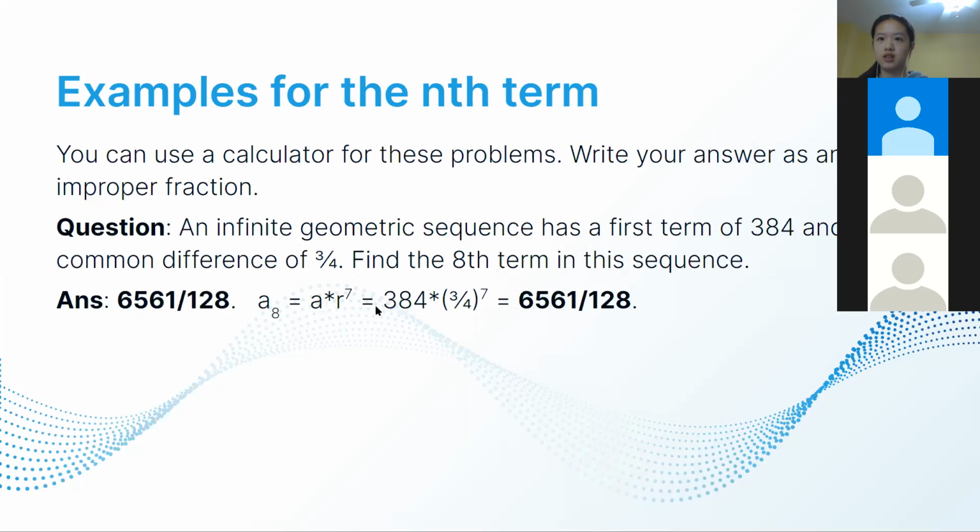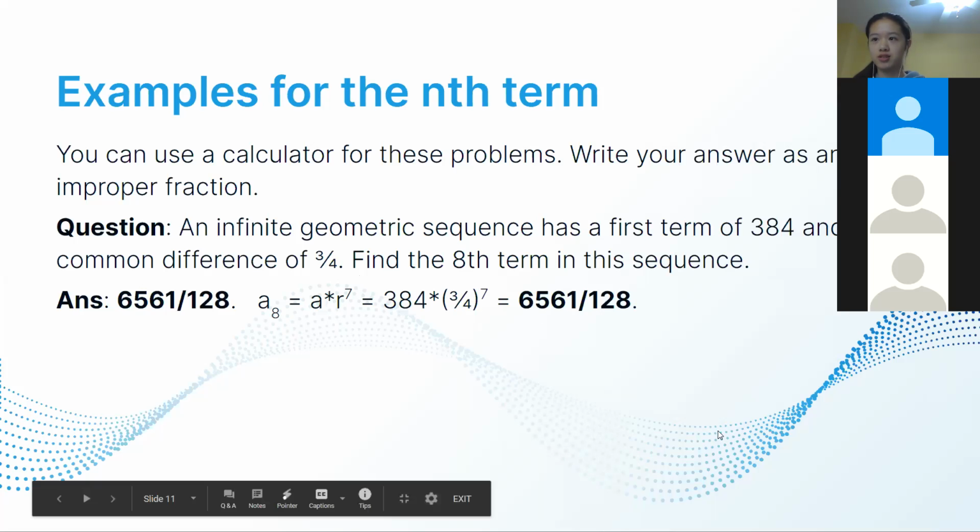Once we substitute everything, we get 384 times 3/4 raised to the 7th power. That's this little small number. We say it's the number raised to the 7th power. And once you put that into your calculator, you get something like this, which is approximately equal to 51.25 or 26.